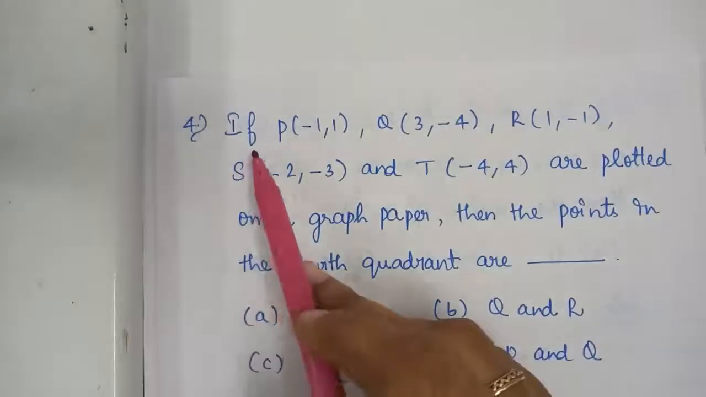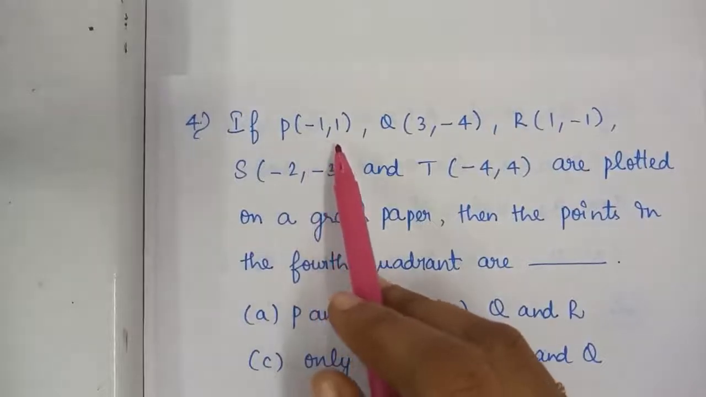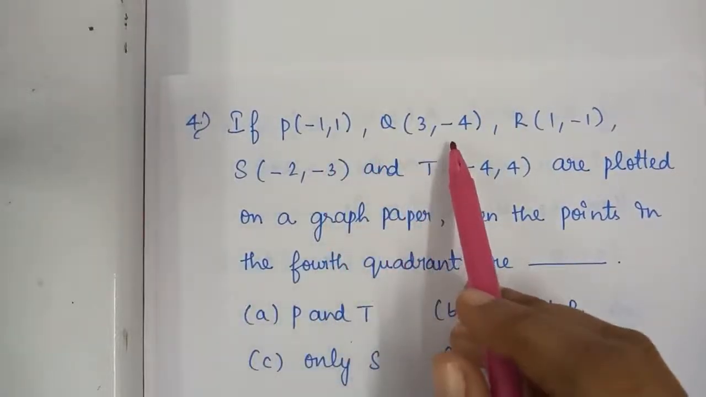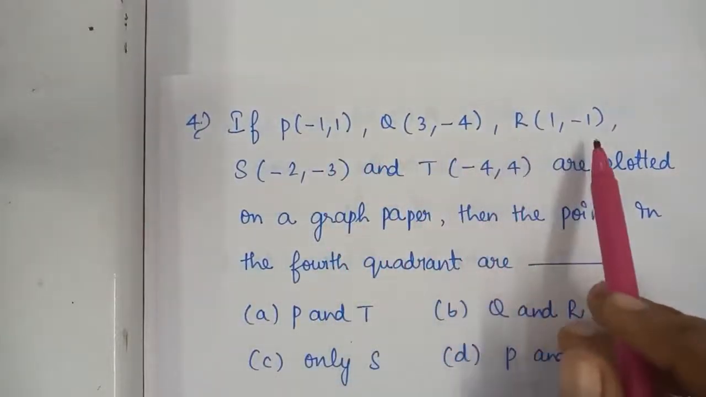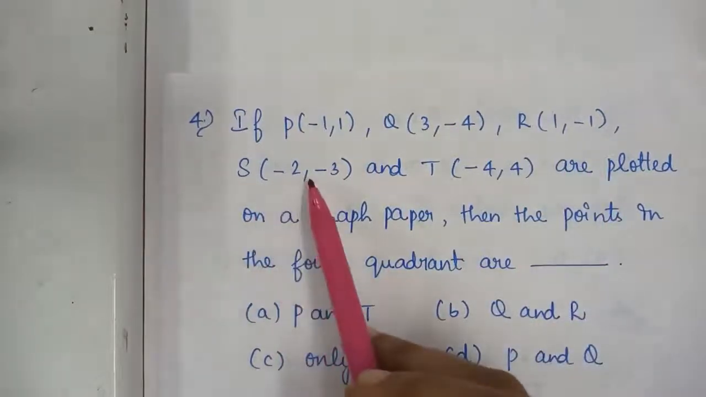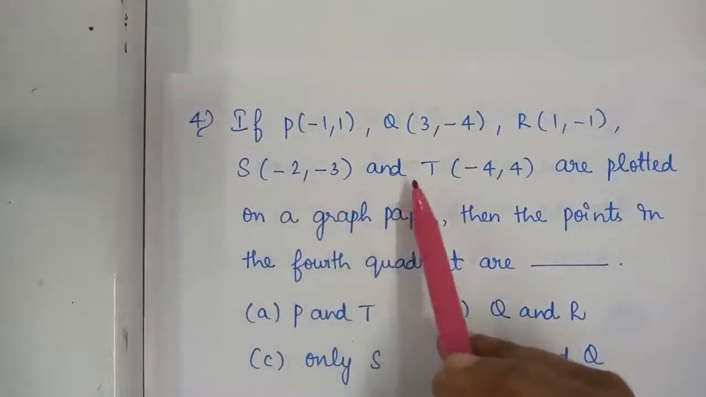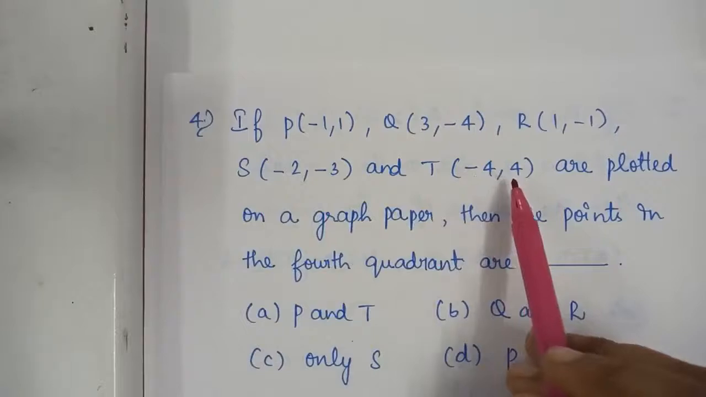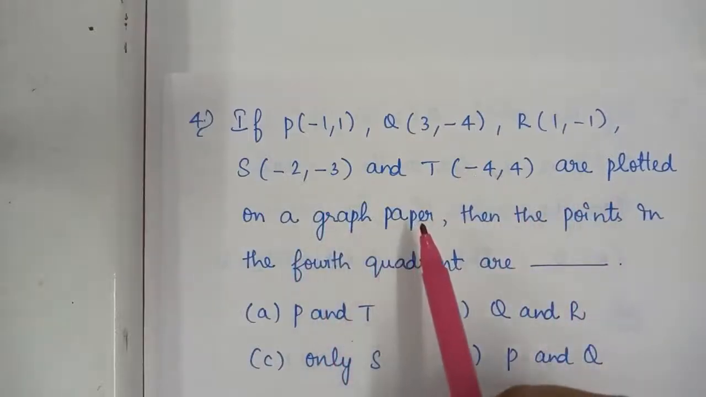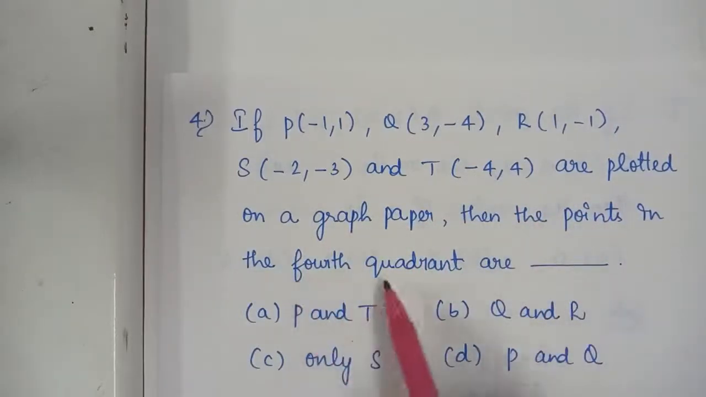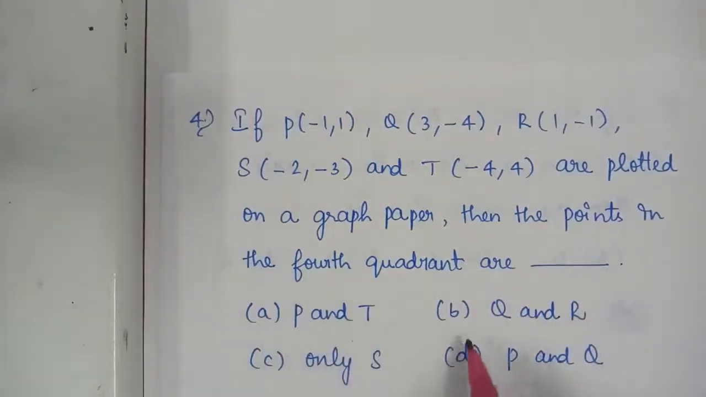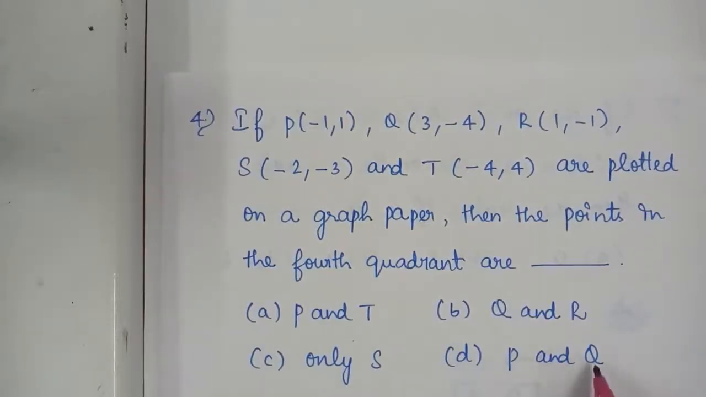Question number 4. If P of minus 1, 1, Q of 3, minus 4, R of 1, minus 1, S of minus 2, minus 3 and T of minus 4, 4 are plotted on a graph paper, then the points in the fourth quadrant are dash. Option A P and T, option B Q and R, option C only S, option D P and Q.